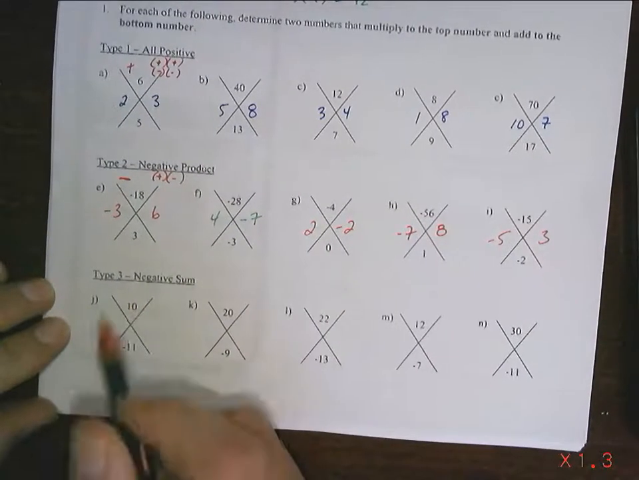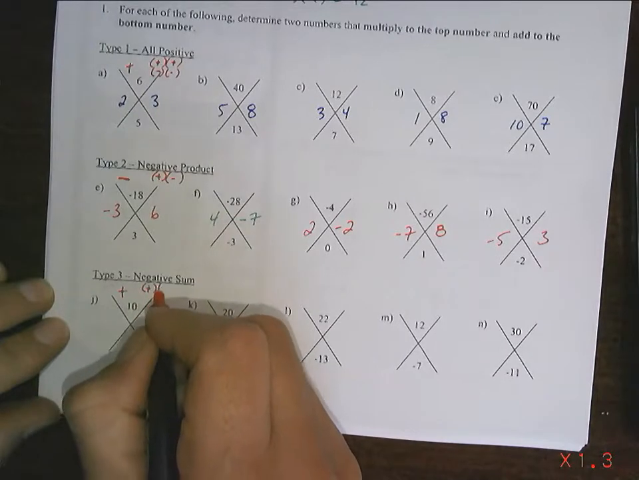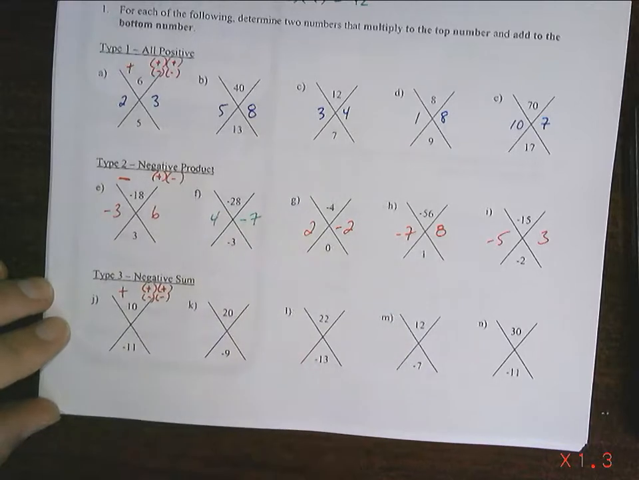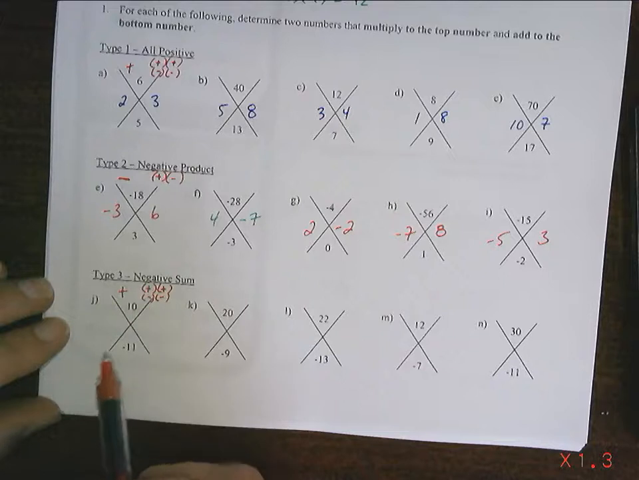Negative sum. So the top is going to be positive, which means it's got to be a positive times a positive or a negative times a negative. And the bottom's going to always be negative. So if the bottom's negative, and if the top either has to both be positive or both be negative, then they're both going to be negative. But let's take a look.